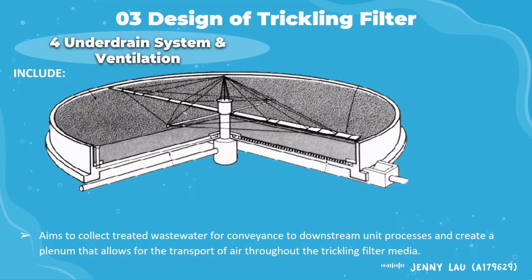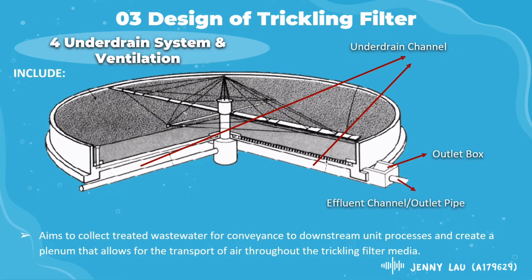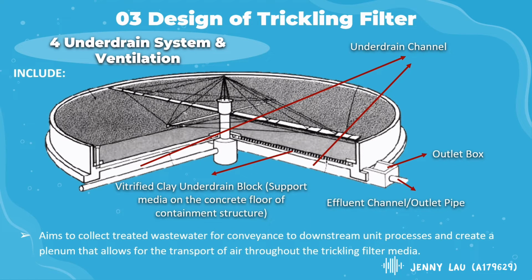The next component is the underdrain system and ventilation. This system aims to collect treated wastewater for conveyance to downstream unit processes and create a plenum that allows for the transport of air throughout the trickling filter media. The components included in this system are underdrain channel, outlet box, effluent channel or outlet pipe, and vitrified clay underdrain block. Vitrified clay underdrain block is used to support media on the concrete floor of the containment structure.